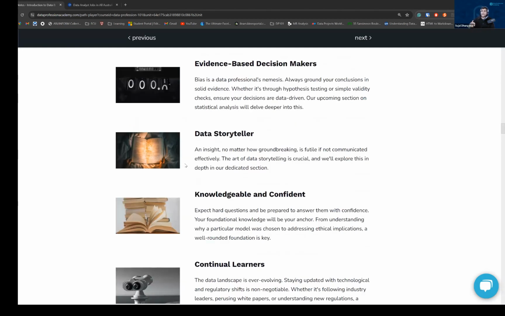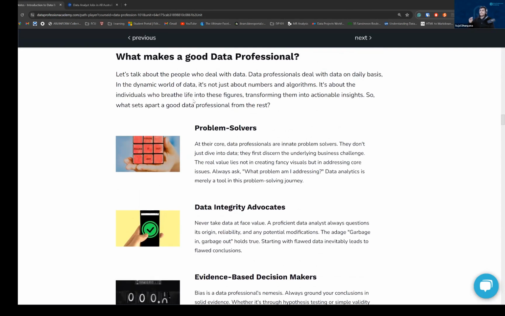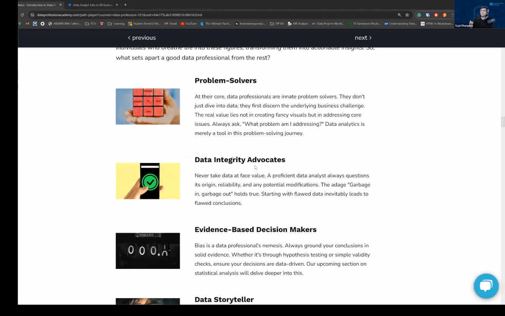So how does this help me right now? If I know this is what a good data professional looks like, then this is exactly the thing my employers are looking for in my resume. So now I will take this information and try to implement it in my resume. In my resume, I will start thinking about how do I present myself as a good problem solver? I need to work on that. Second thing, how do I present myself as an advocate of data quality? I need to work on that.